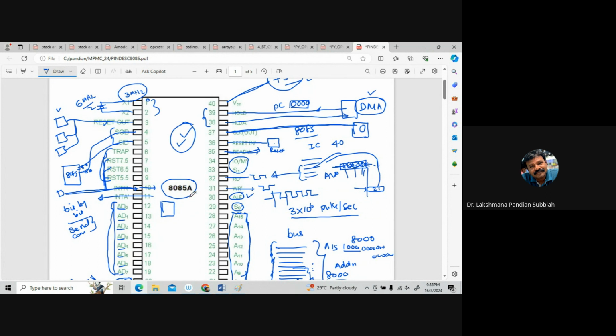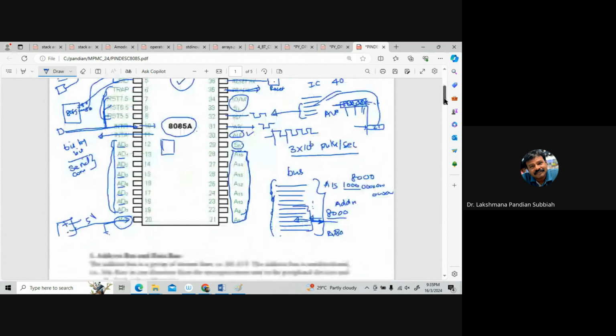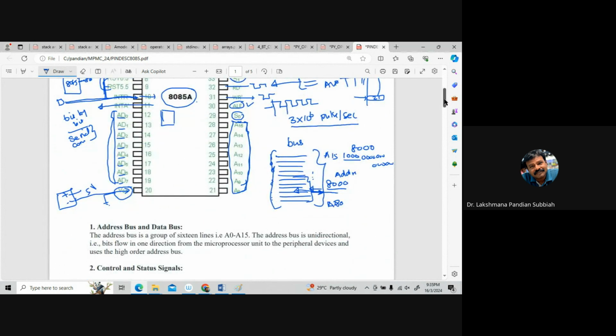So these are all the pin descriptions of the 8085, right? It has 40 pins, and for each pin we have the corresponding purpose. Okay, we can stop here. So this is the explanation of the pin description of the 8085.